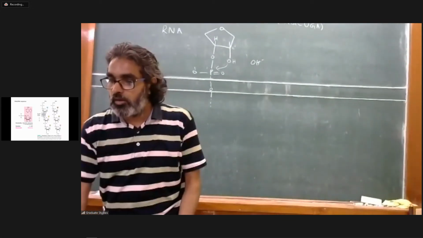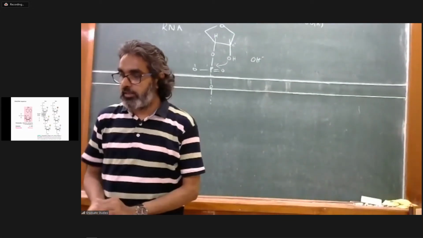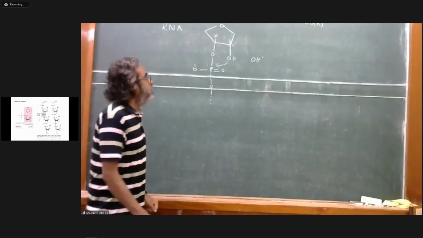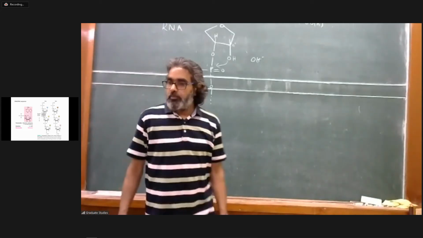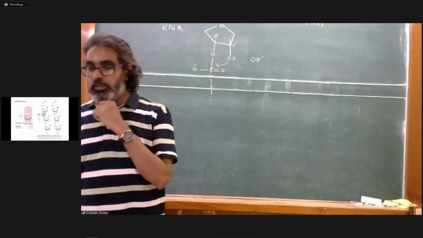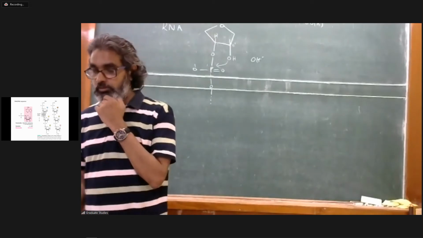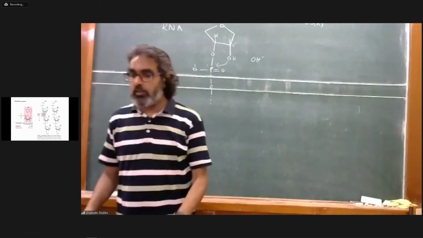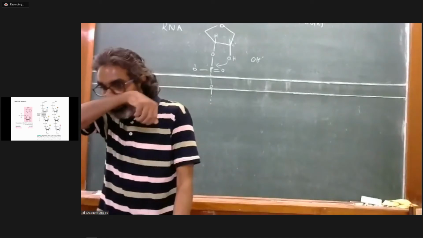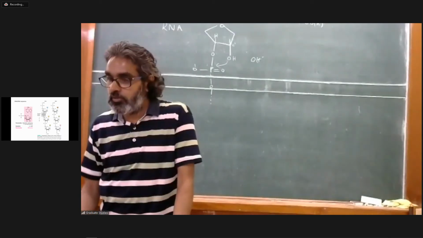Okay, so this is the connectivity of nucleotides in DNA and RNA. But what is the structure of this polymer? Because if you see, there are a lot of single bonds, including those on the phosphodiester bond.